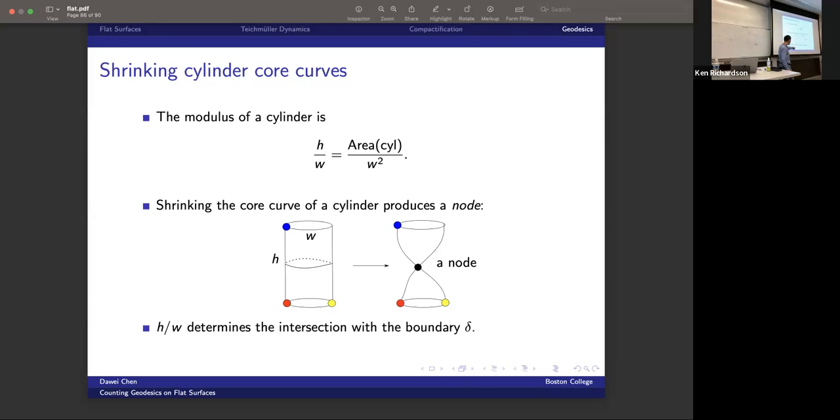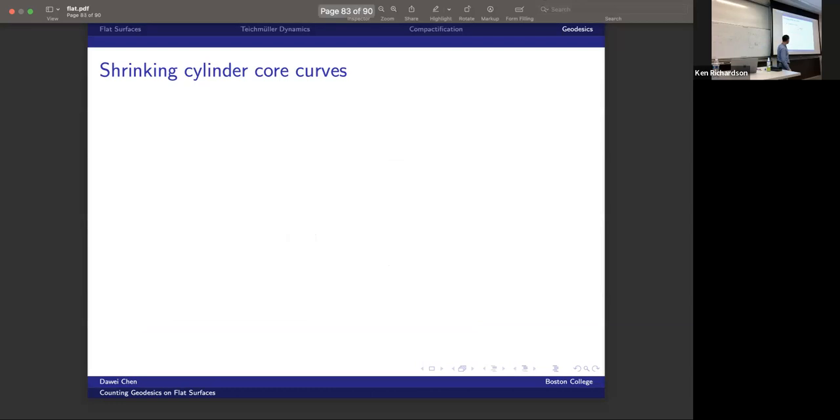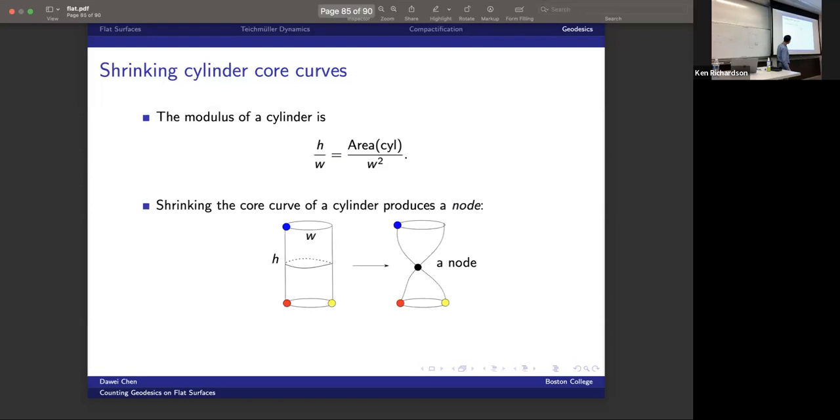And when I count, this picture will be something in the boundary of the moduli space. And when I count this intersecting number on the numerator, this information is exactly encoded by this height over width. And this height over width can be written as the area of the total cylinder divided by its width squared. And remember, when we count, we want to count the area of cylinders with bounded width. And this is the area divided by this width w squared.